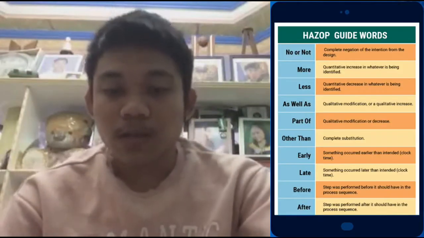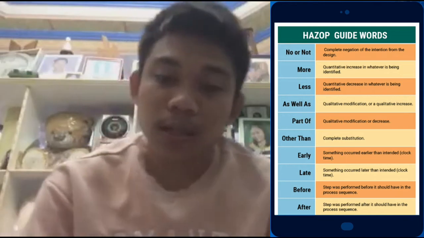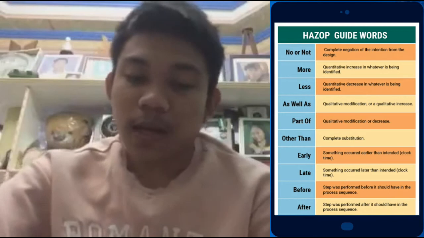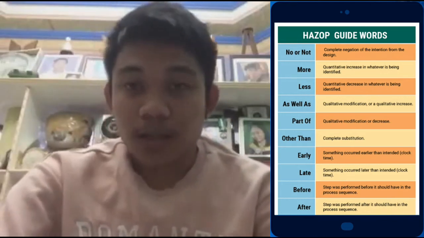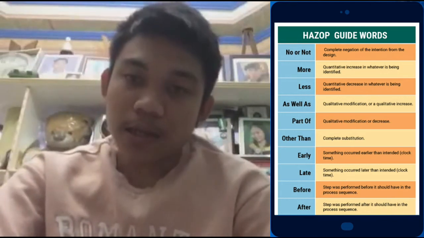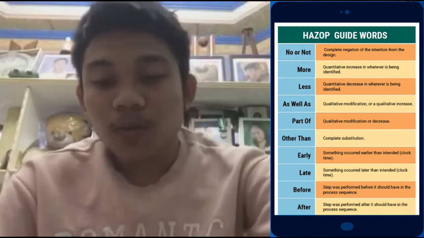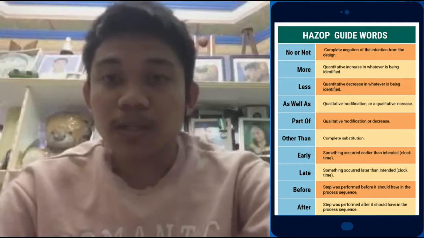Next are the HAZOP guide words. These are examples of HAZOP guide words. First is no or not, second is more, next is less, as well as part of, other than, early, late, before, and the last is after. A no or not is a complete negation of the intention from the design.